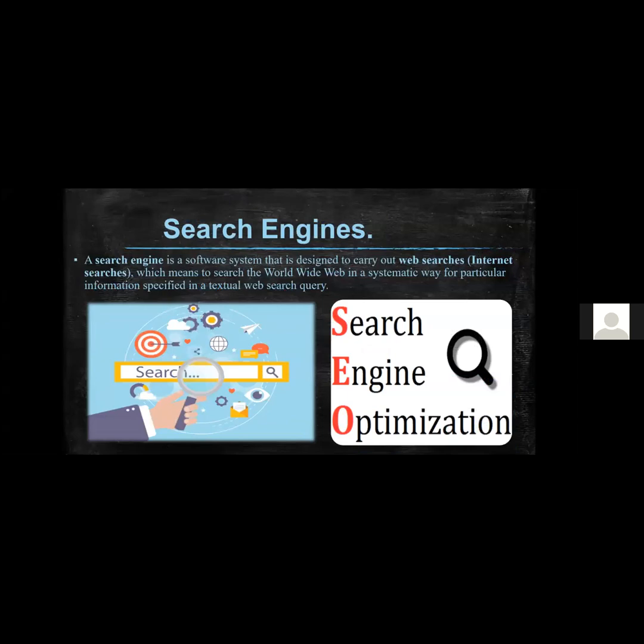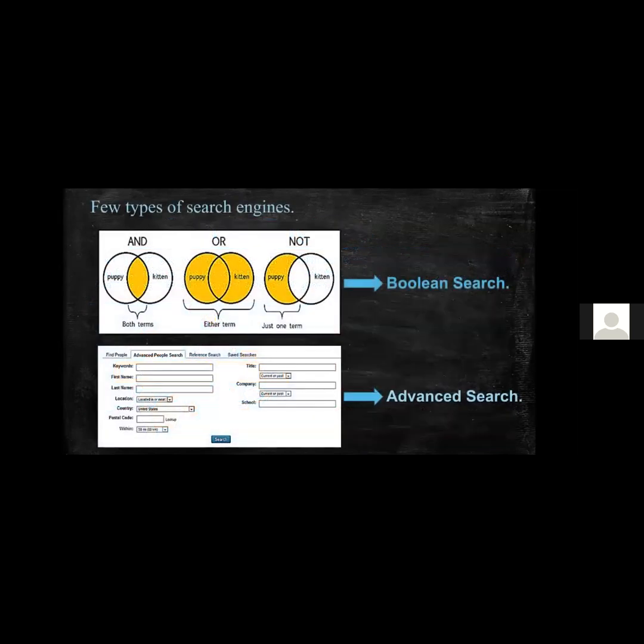The search engine is a software system that is developed to carry out web searches. That means you can search anything on the internet. A few types of search: you can search with the help of Boolean search, which has and, or, and not, which means you can see in the image puppy and kitten. The internet will give you information on both the terms. The second is or, which means puppy or kitten. The internet will give you either one or both search page information.